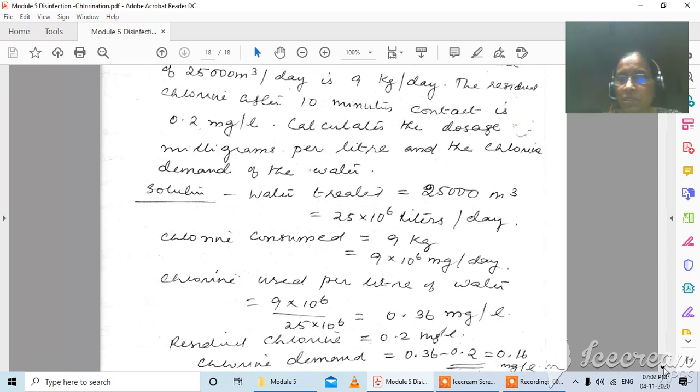Okay, so with this we are winding up that particular section. Now we will move on to the miscellaneous treatment methods. Okay, that is in the same module, 5th module itself.